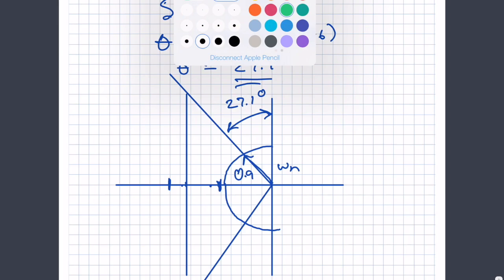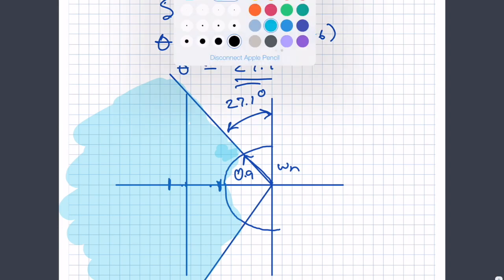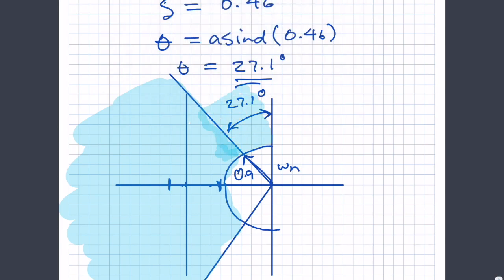So let me sketch the regions in. We know that omega n forces this blue region. That's the constraint on omega n. Okay, then, I'm sorry, it goes even further. The blue region. Anything in the right half plane and in the blue meets the omega n constraint.